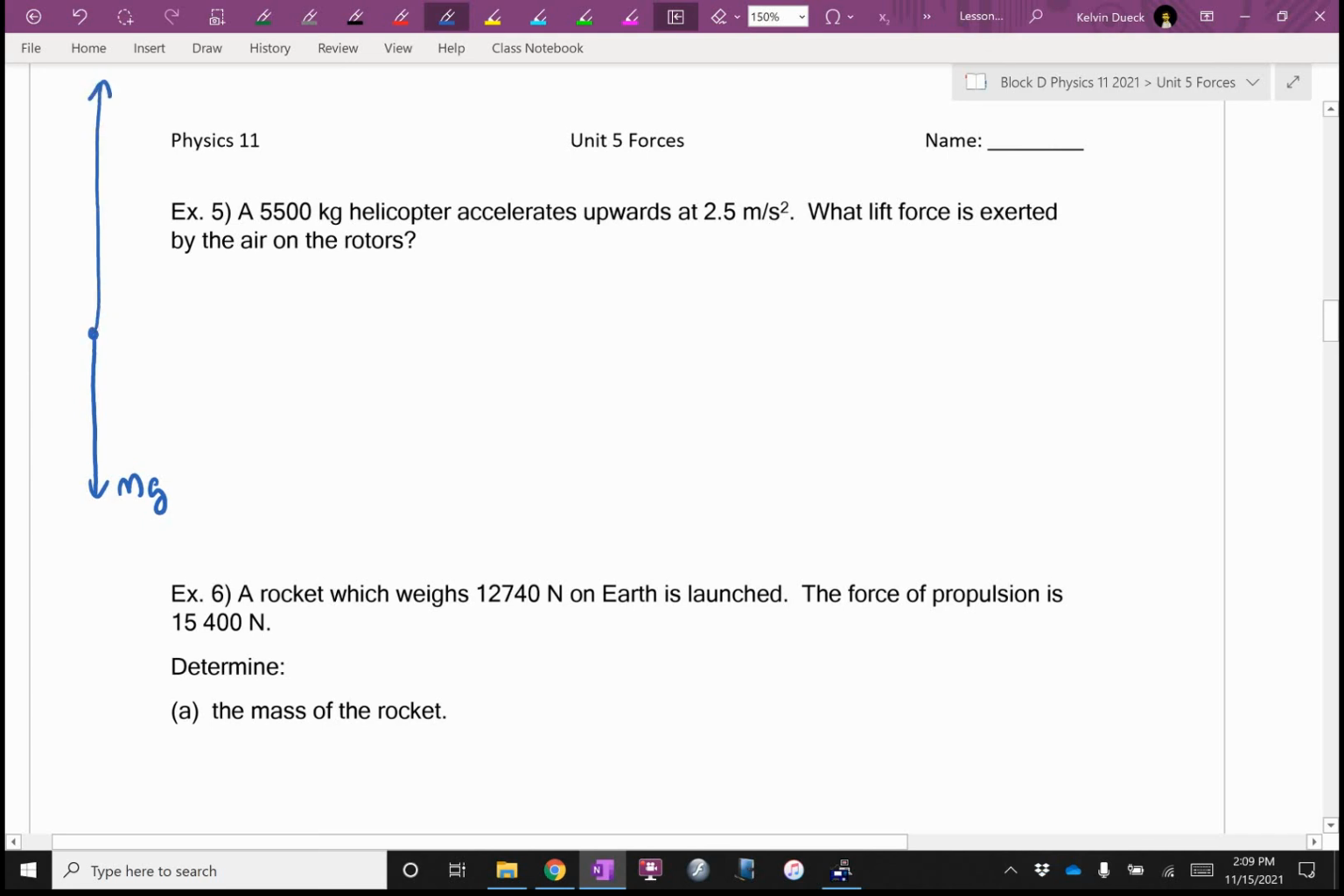Care to guess what force that is? I'll bet you that's the lift force. I'm going to call that F lift. If you were really lazy, you could call it FL. Uppercase L, because if you put a lowercase l, you'll think it's F1, which might confuse you. Who's winning? Who's the loser?